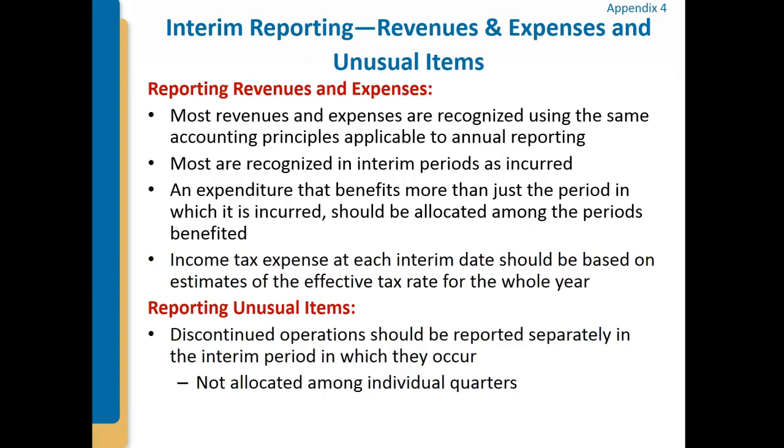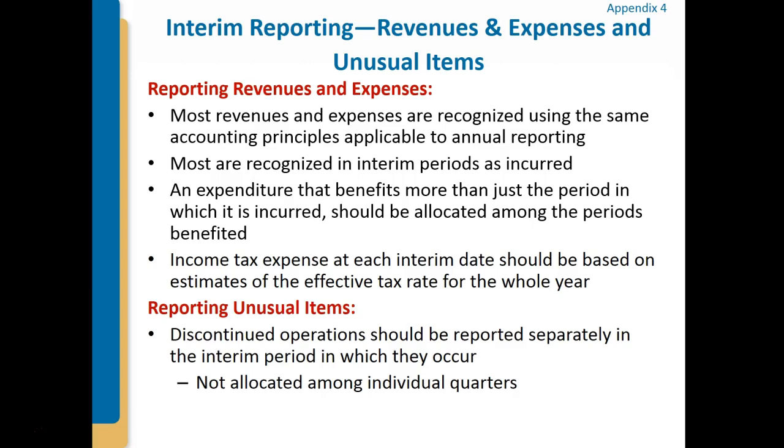Income tax expense at each interim date should be based on estimates of the effective rate for the whole year. This would mean that if the estimated effective rate has changed since the previous interim periods, then the tax expense for the period would be determined as the new rate times the cumulative pre-tax income to date, less the total tax expense reported in previous interim periods.